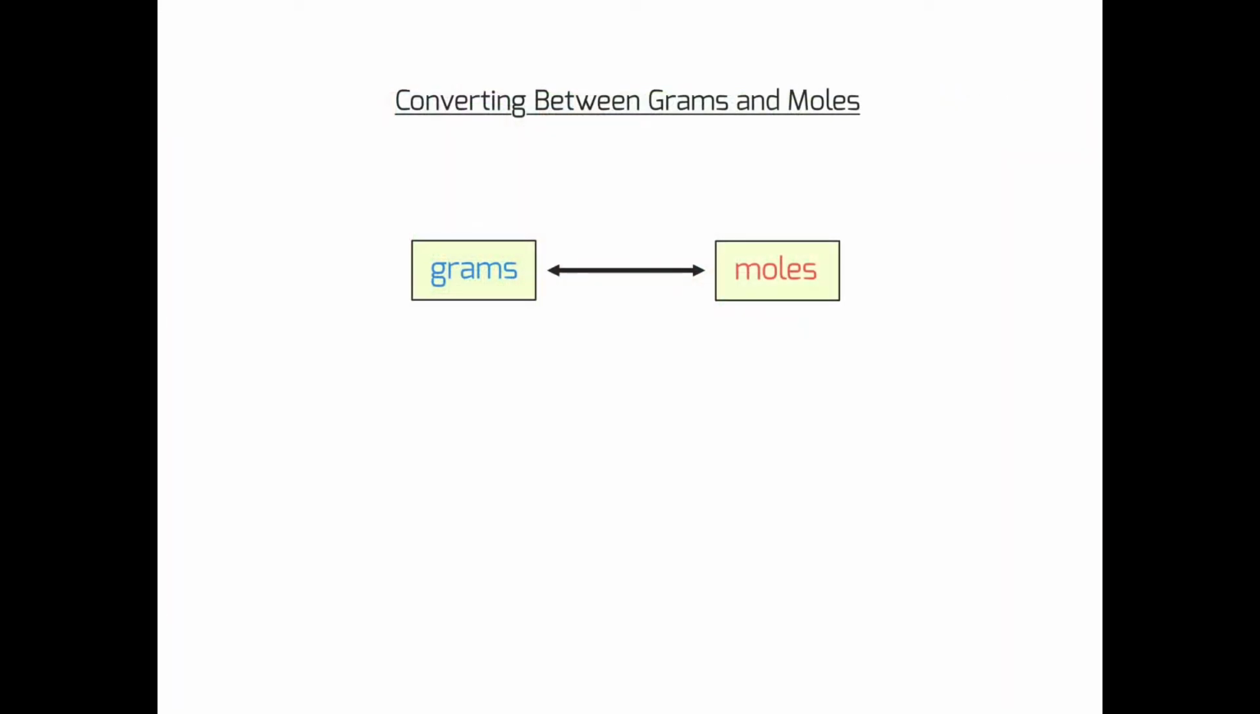So specifically, we're going to be looking at how to convert between grams and moles of the same substance. Anytime we want to convert a substance from grams to moles, or from moles to grams, we're going to use the substance's molar mass. For example, if they ask us how many moles of iron are in 111.7 grams of iron, that means we're going to be converting from grams of iron to moles of iron, which means we need to know the molar mass of iron.